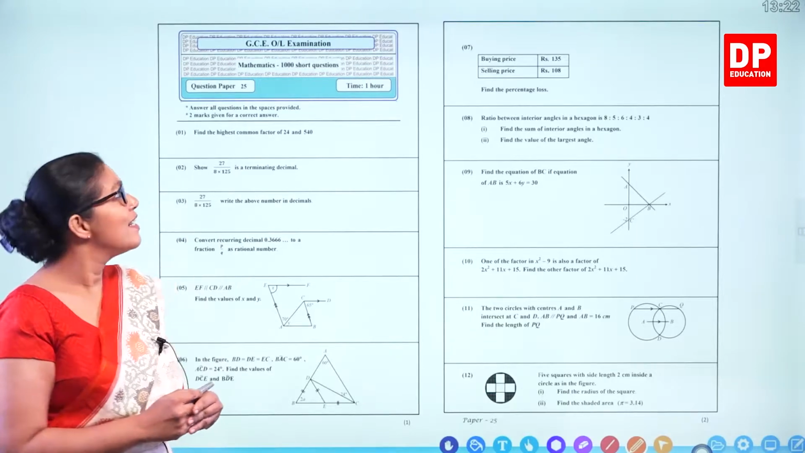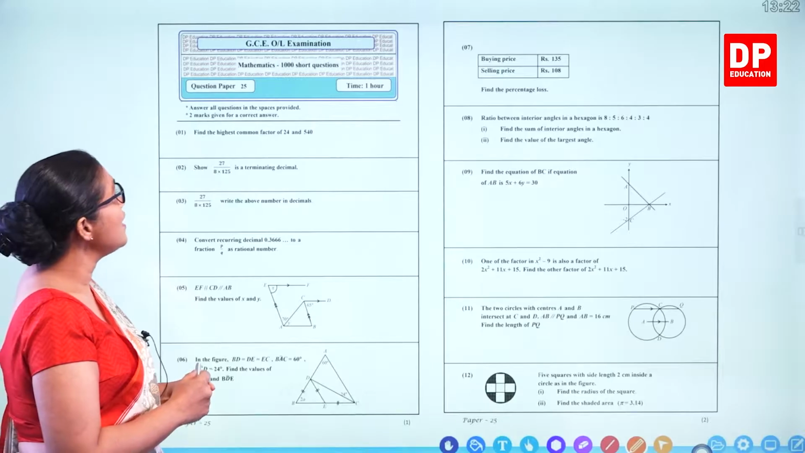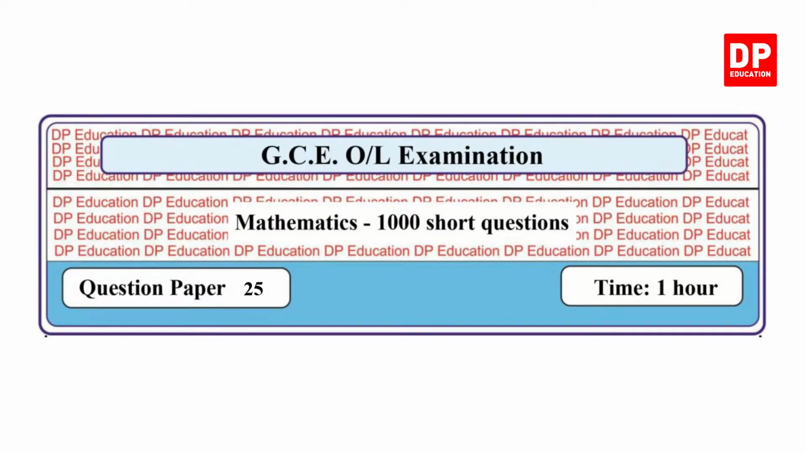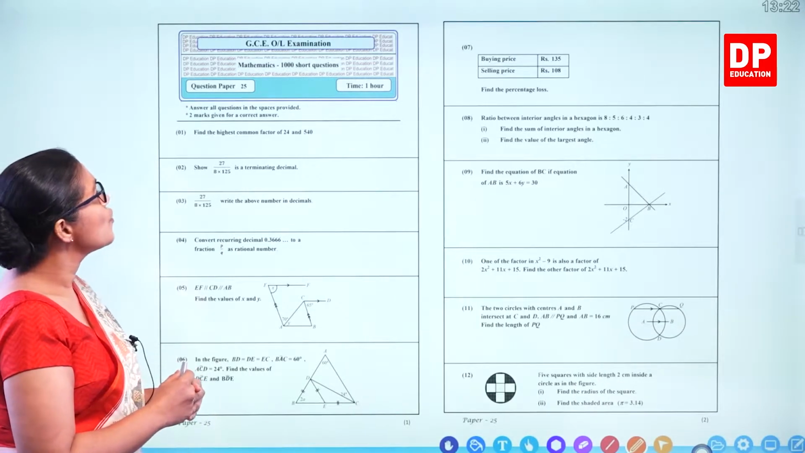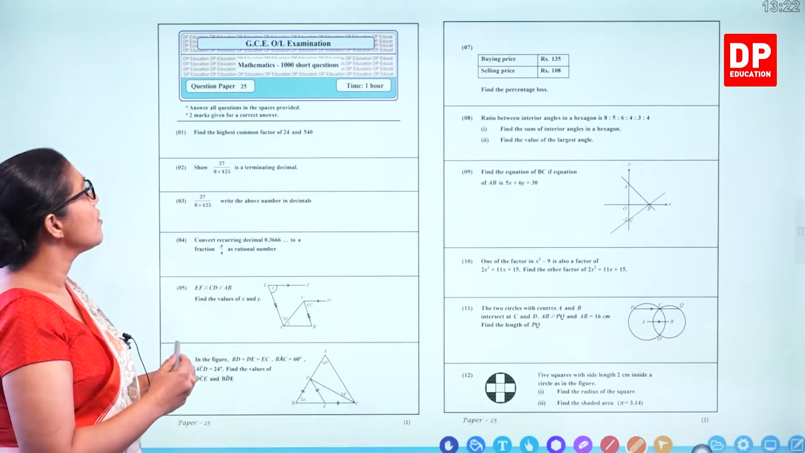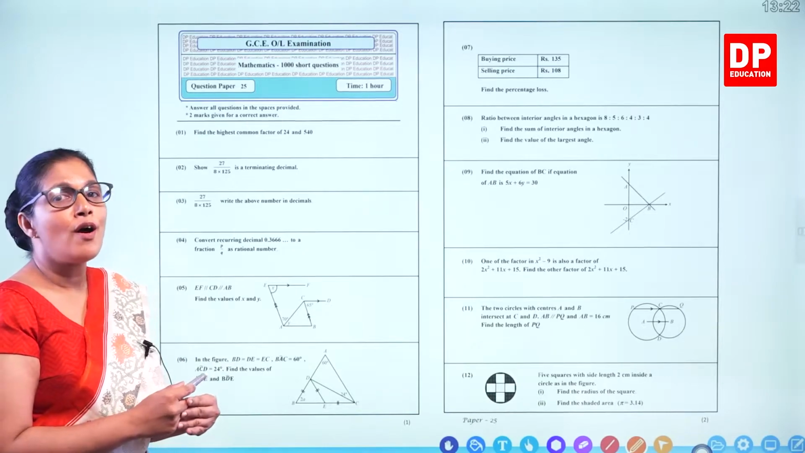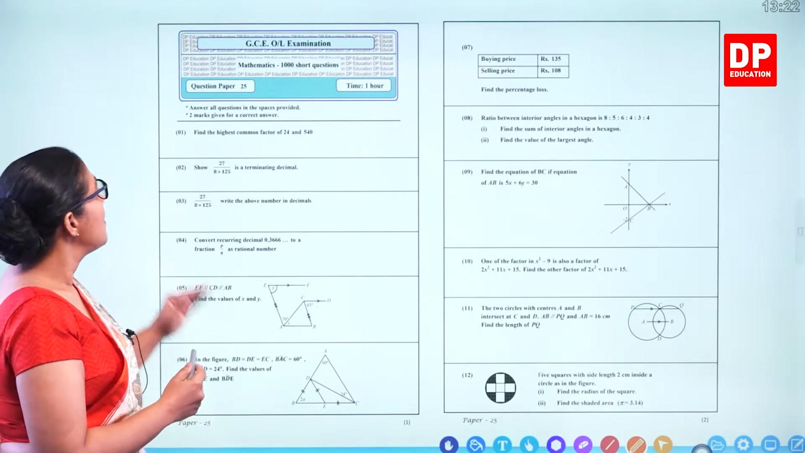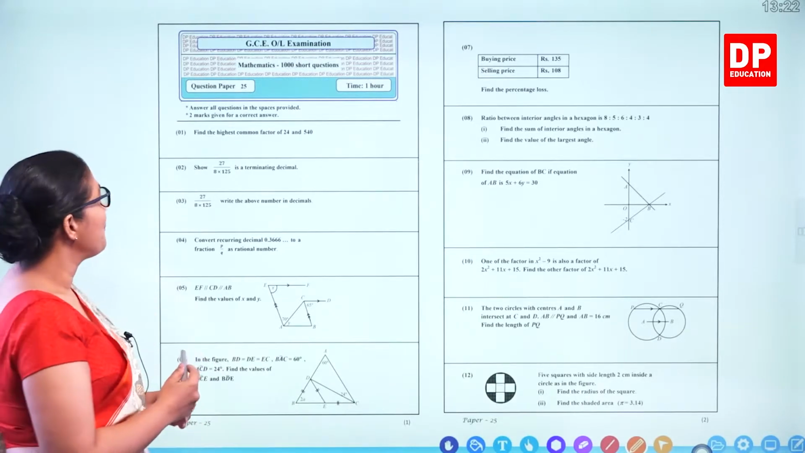Hello students. Now I am going to do GCE O-Level examination 1000 short question series, question paper 25. We covered 24 papers so far. This is also a 1 hour paper. You get 25 short questions, all relevant to your O-Level syllabus. Make sure that you do all 1000 questions with me.